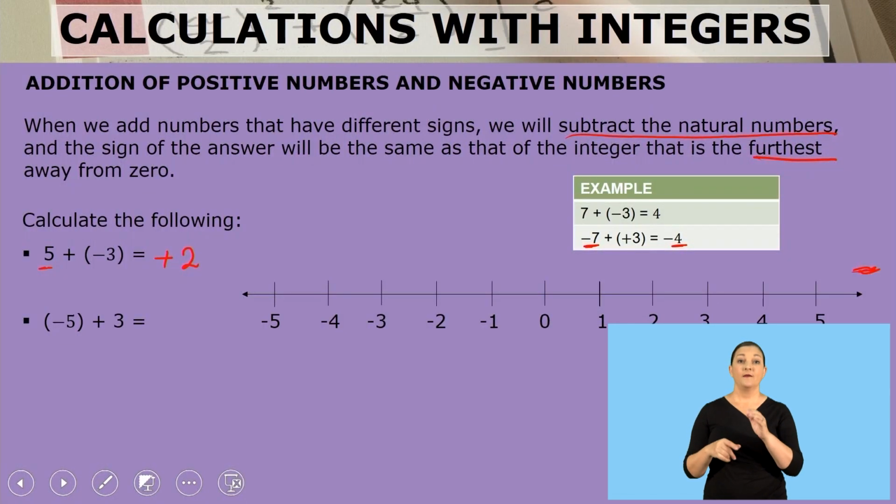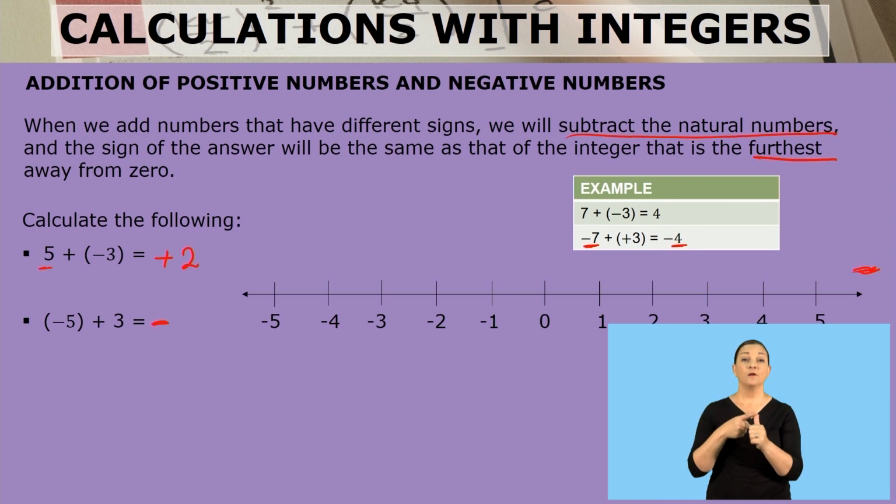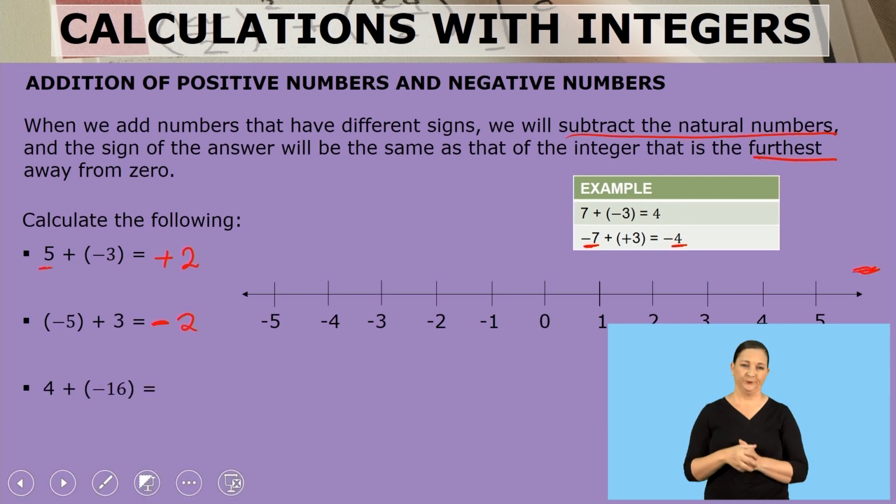We have a negative 5 plus 3. Which one is furthest away? It is the negative 5. That means my answer is going to be negative. And then we just say 5 minus 3. That is going to give me a 2.